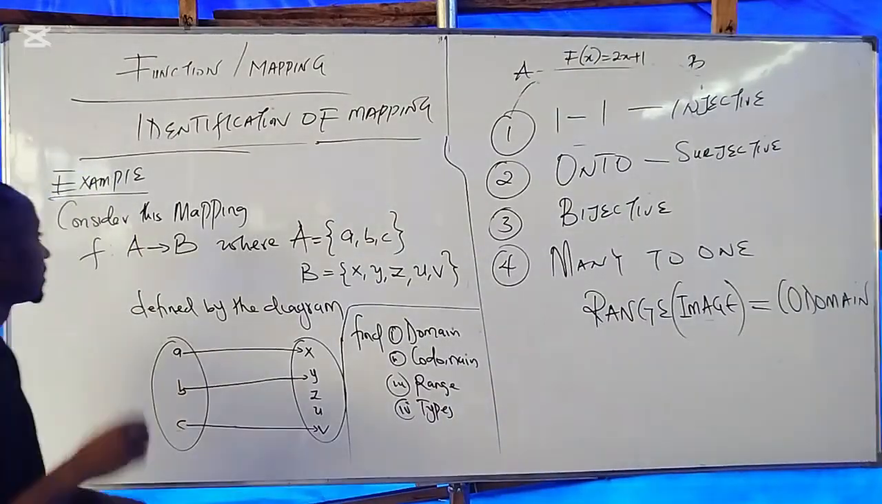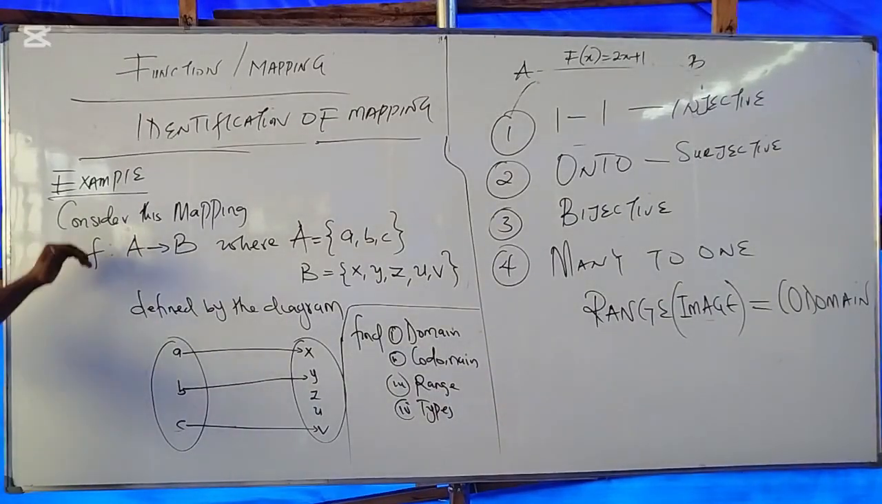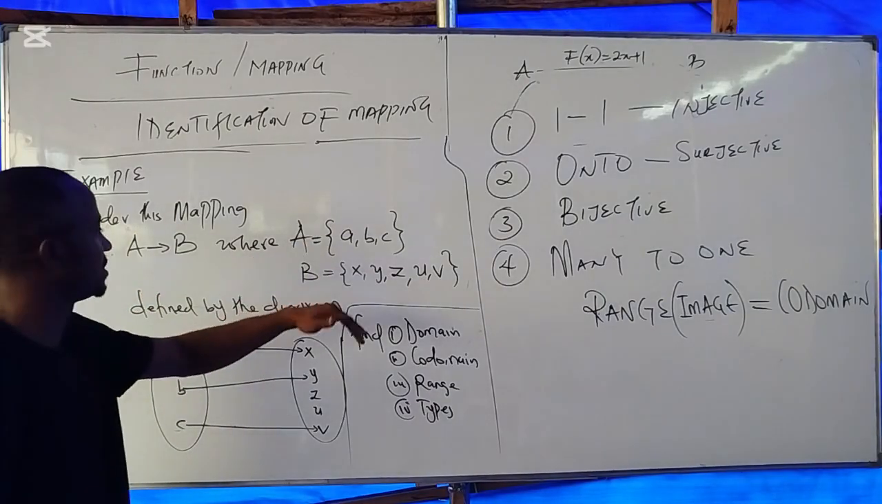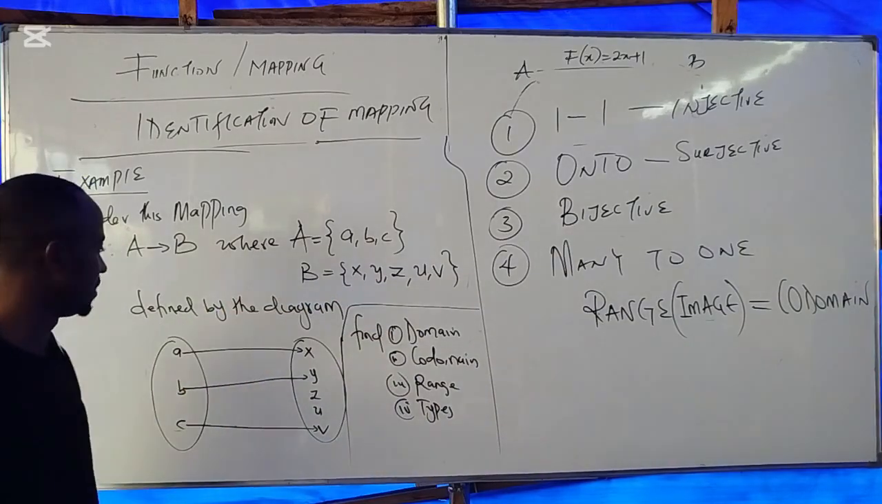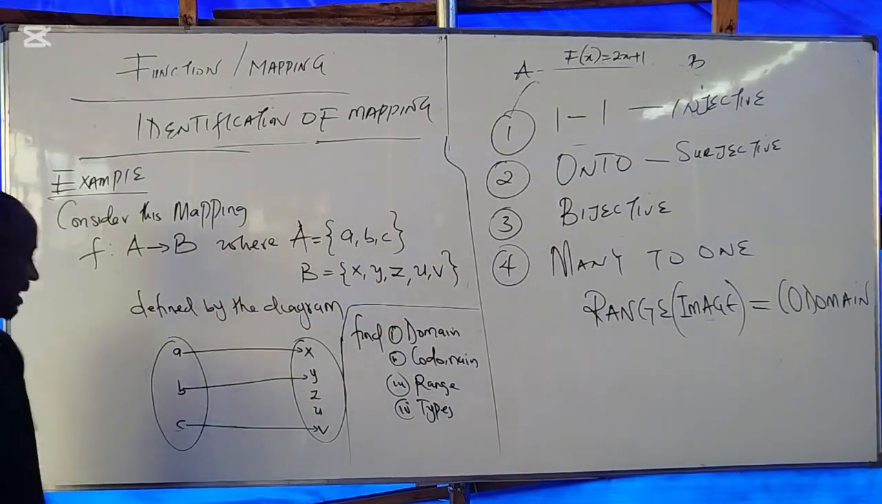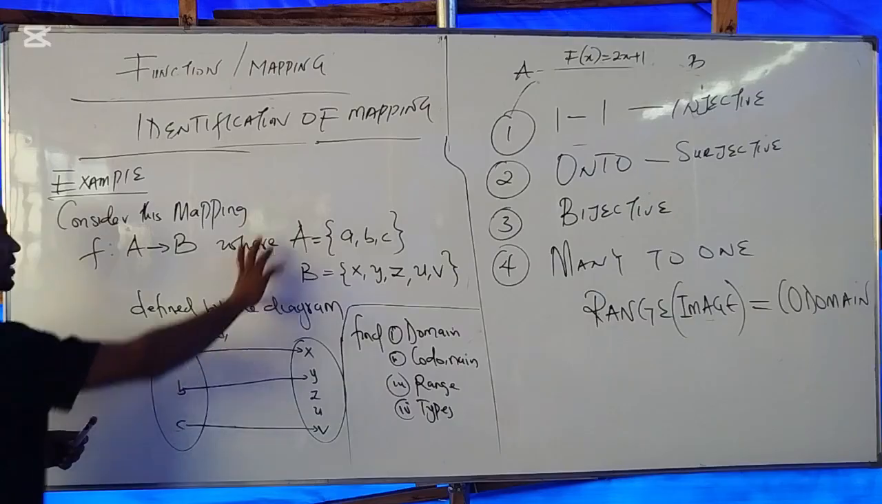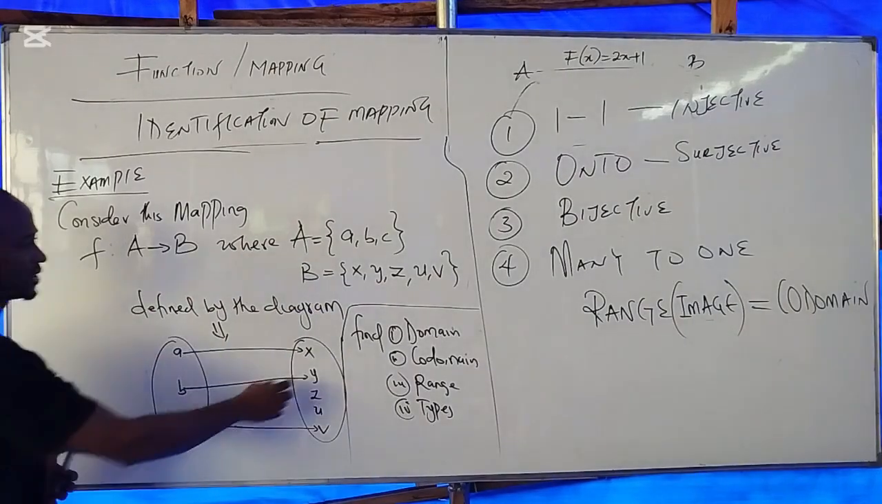Alright guys, let's look at this example we are given here. We are asked to consider this mapping. F is such that A is mapped into B, where A is {A, B, C} and B is {S, Y, Z, U, V}, defined by this diagram. We are given this diagram, and this is the relationship given to us. So we have to find the domain.